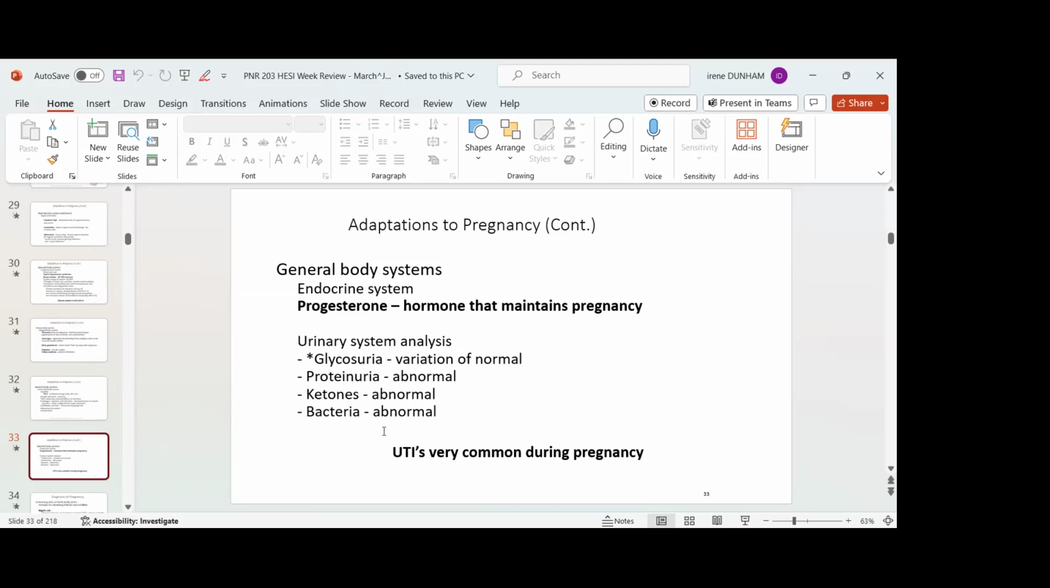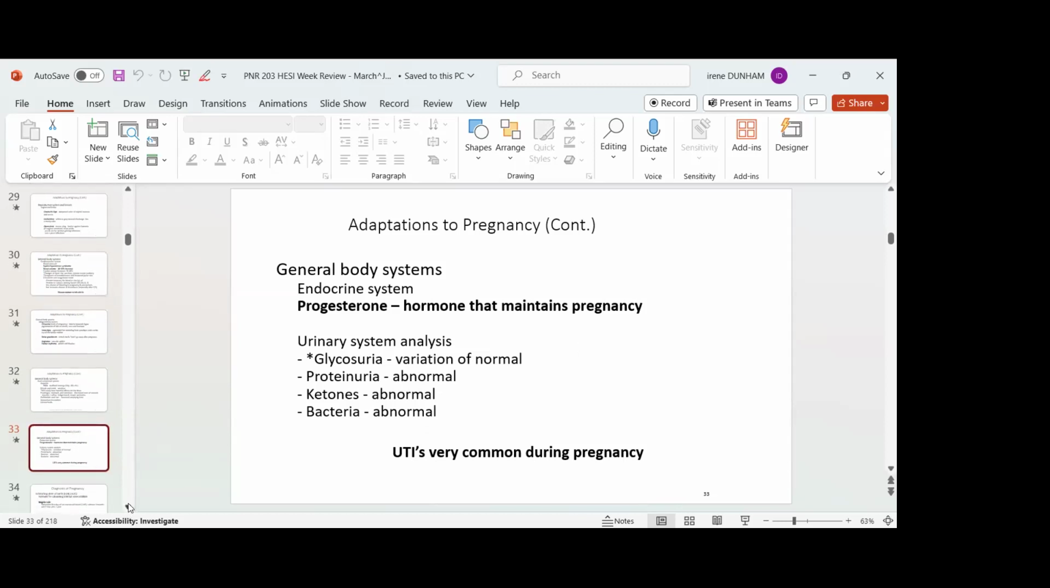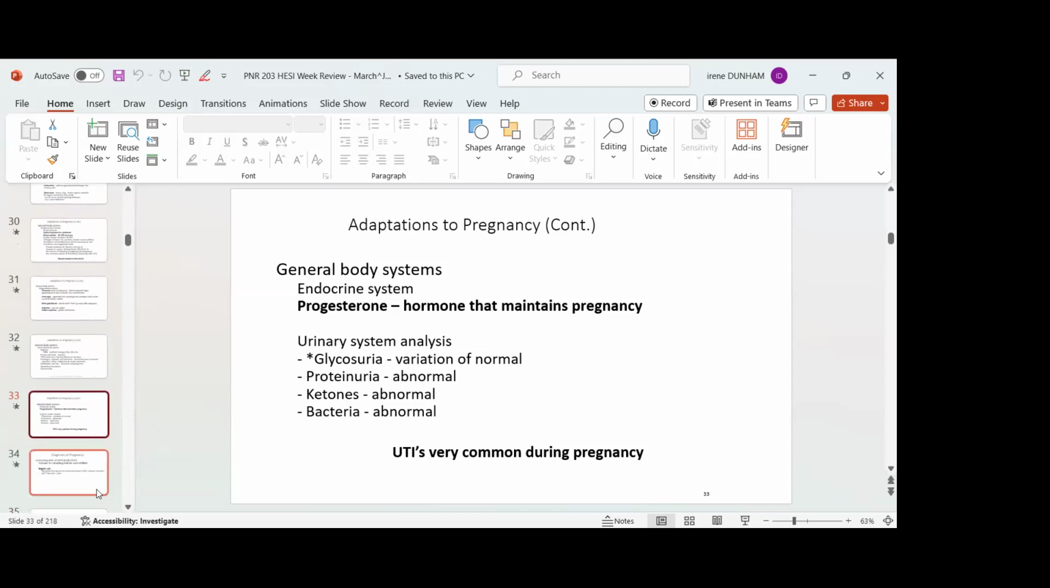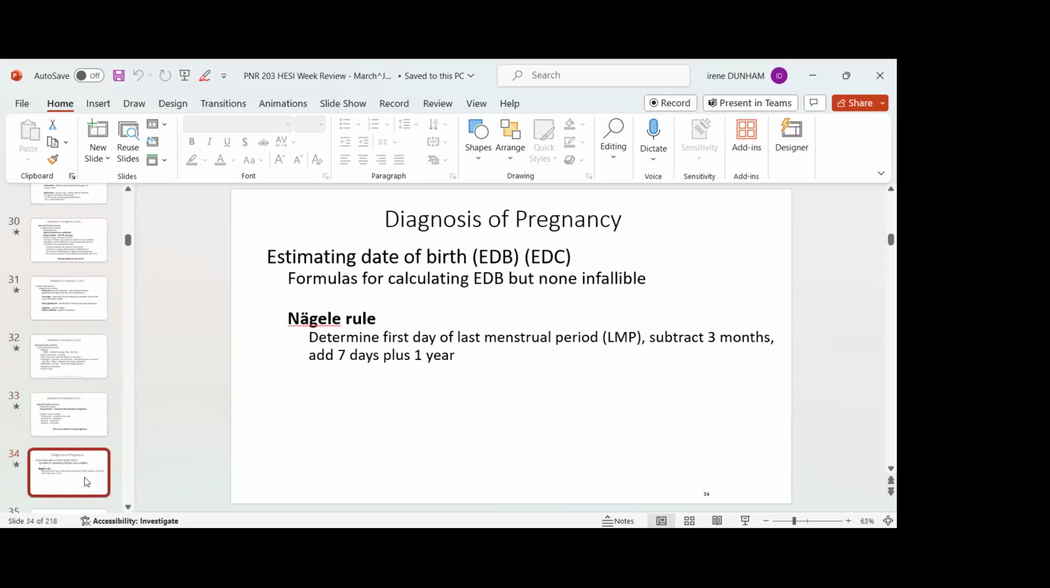All right, now, here it is. UTIs are very common during pregnancy. We don't want the woman to have a UTI. That's why we check all the time for WBCs and nitrites in the urine, because we don't want her to have a UTI, because that goes into preterm labor.